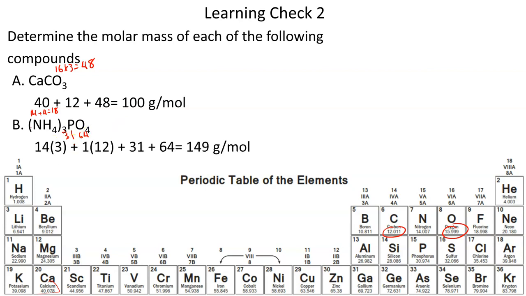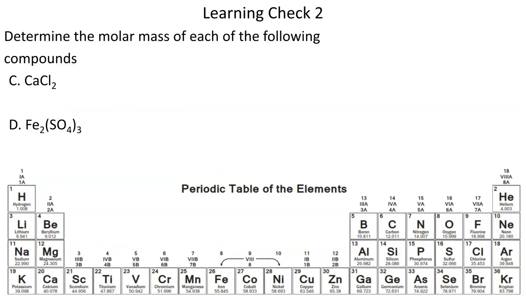So 14 times 3. Why 14 times 3? Because you have 14, and you have 3 nitrogens. Remember, you distributed 3. Plus 1 times 12, because there's 12 hydrogens. Each of them is 1. Plus 31 for the phosphorus, plus 64 for the oxygen, you get 149 grams per mole. So it's up to you whether you want to do the parentheses, distribute before or after. It's really a preference thing.